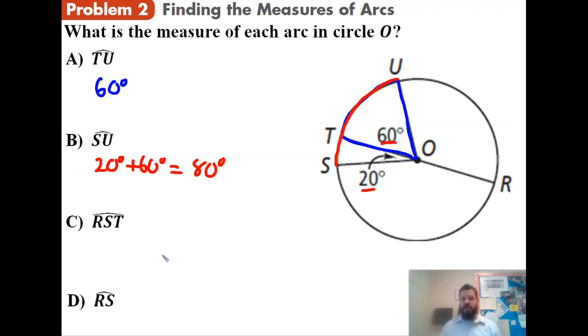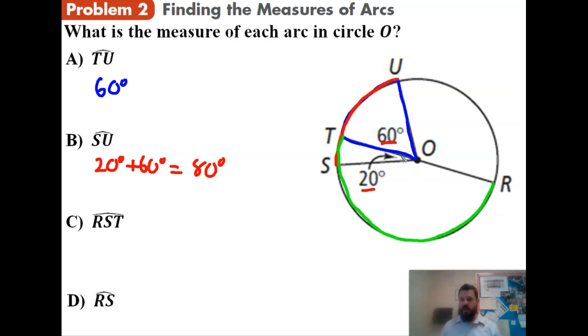Okay, next up we're talking about arc RST. So what do we have here? If we start at R, run through S, and stop at T, we're looking at a semicircle, half the circle. Okay, again, I know that because it's going from one end of a diameter to the other.